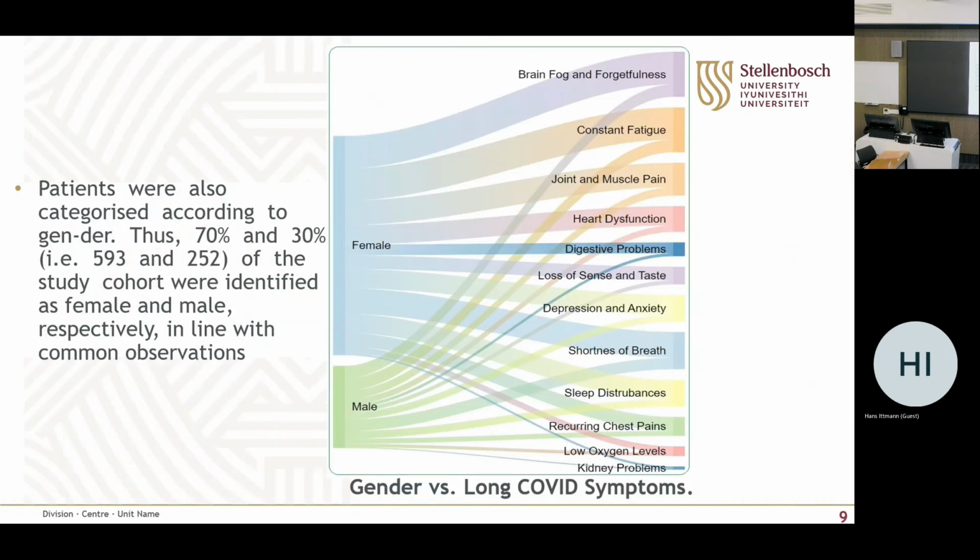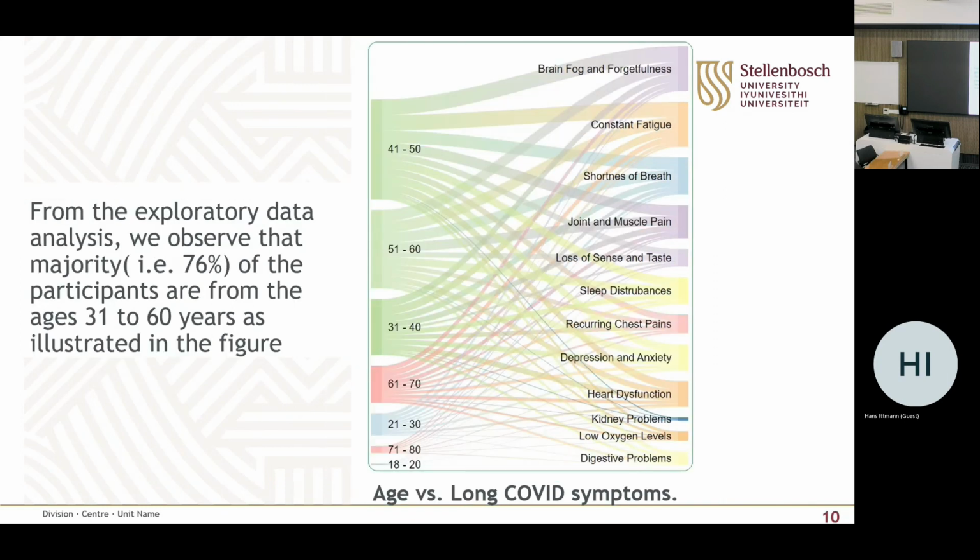Right. So I've skipped a lot of stuff, but I'll just go direct to this. We found that 70% of our female participants had long COVID symptoms, and this is in line with what we observe in the literature. On the right-hand side, we have the long COVID symptoms, 12 in number, from brain fog and forgetfulness down to kidney problems.